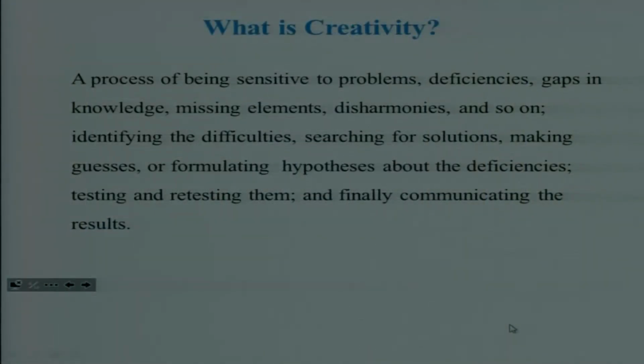So what is creativity? Students are being told to be creative, but what is creativity? Creativity is a process of being sensitive to problems, deficiencies, gaps in knowledge, missing elements, disharmonies, and so on, identifying the difficulties, searching for solutions, making guesses and formulating hypotheses about the deficiencies, testing and retesting them, and finally communicating the results. In a nutshell, to be creative is to be able to look at the problems or to look at opportunities and capitalize on those opportunities. When you are looking at a problem, you must turn the problem into an opportunity.